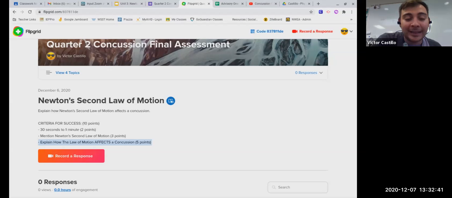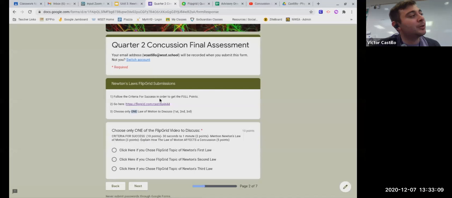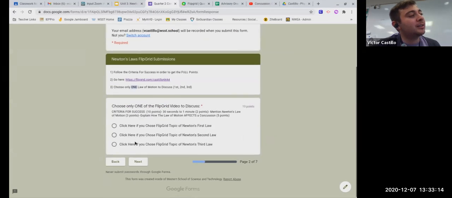Basically, like we did in the do now, I just want you to verbally explain to me how that law of motion affects a concussion. Okay? That is the first section right here. Once you record your response and you click submit, go back to the Google form and make sure you just click on whichever law you chose. So I chose the second law, so I'm going to click on the second one, the middle one, and then click next.